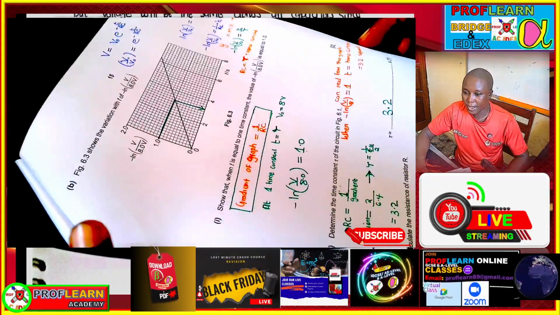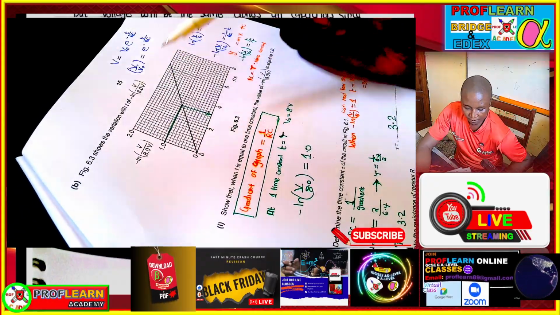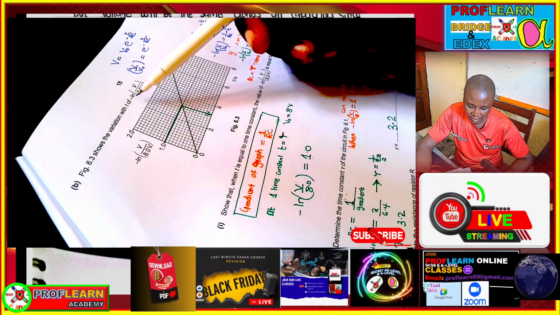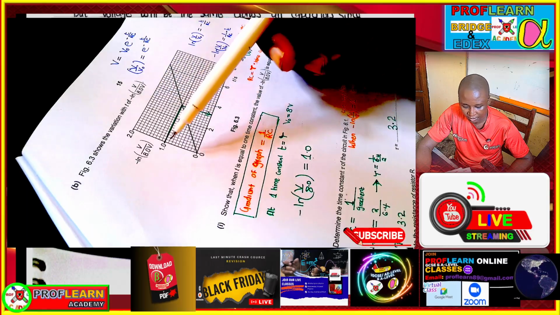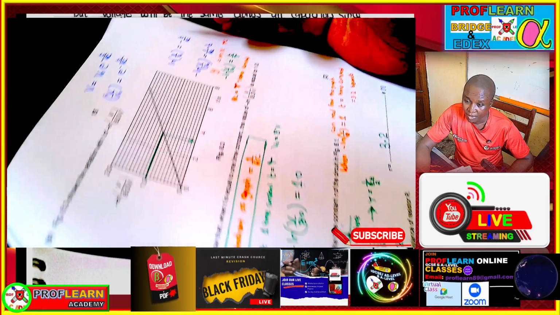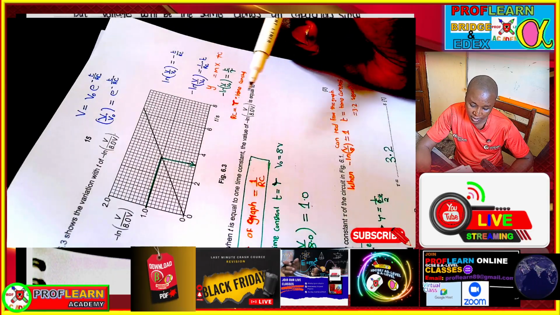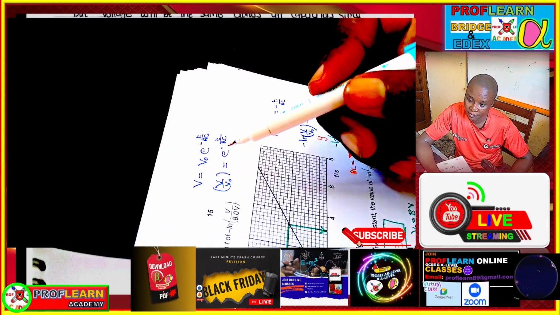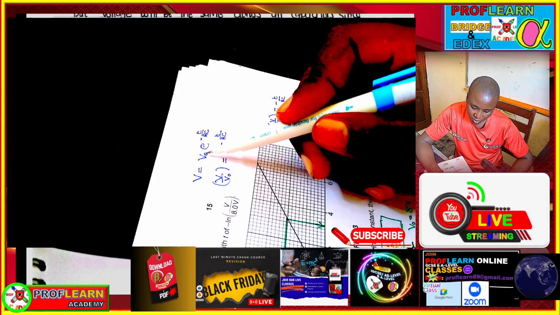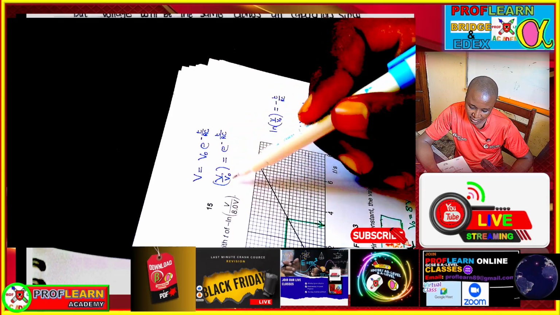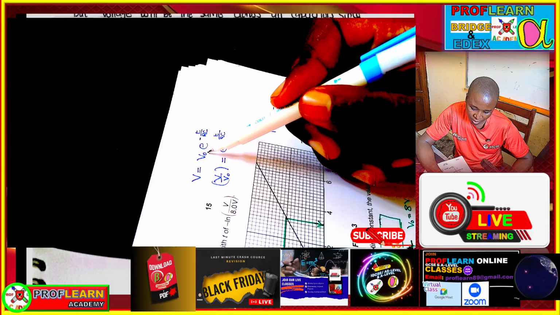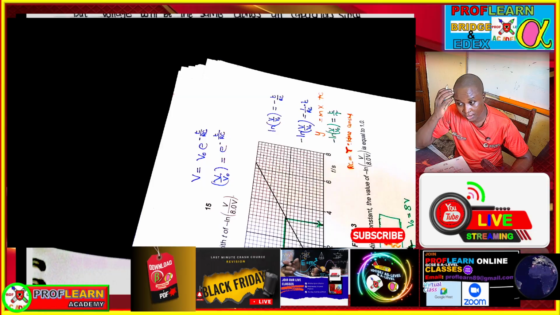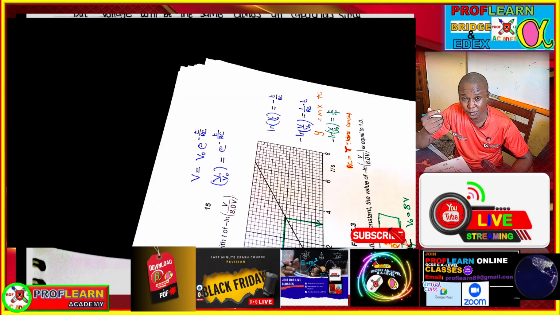Now, another interesting question. We are told that the figure shows the variation of negative ln of V over 8 against time. And remember, the way to get this formula, we shall start from here. Okay, this is the starting point of this formula. V is equal to V naught e to that. Then we divide by V naught, which is the original voltage when the capacitor is fully charged.